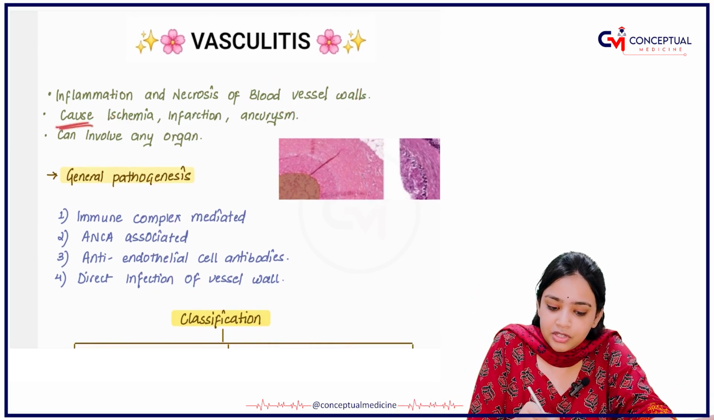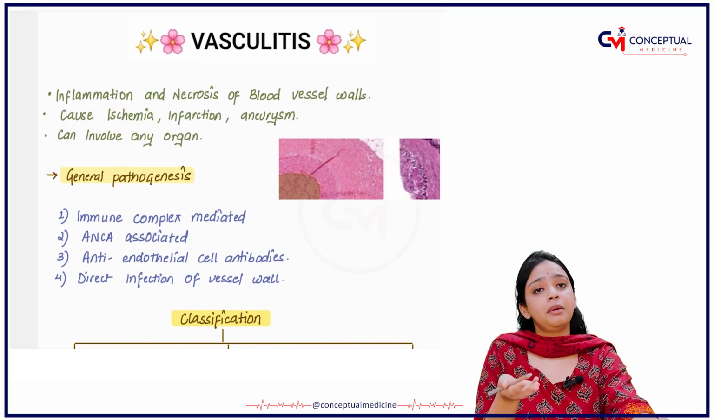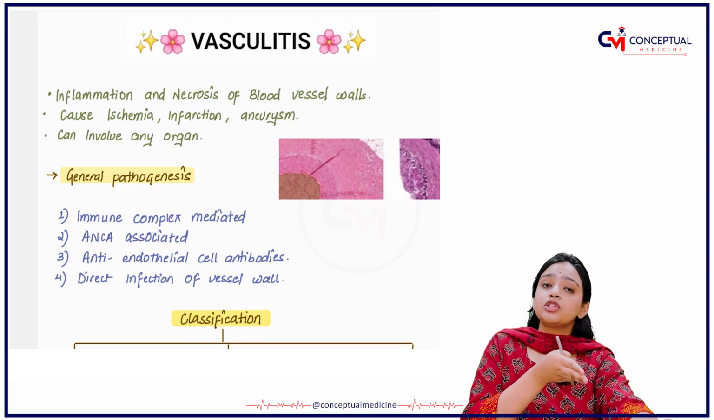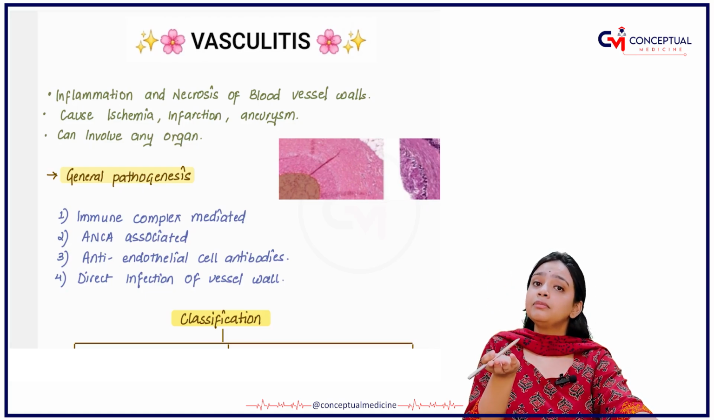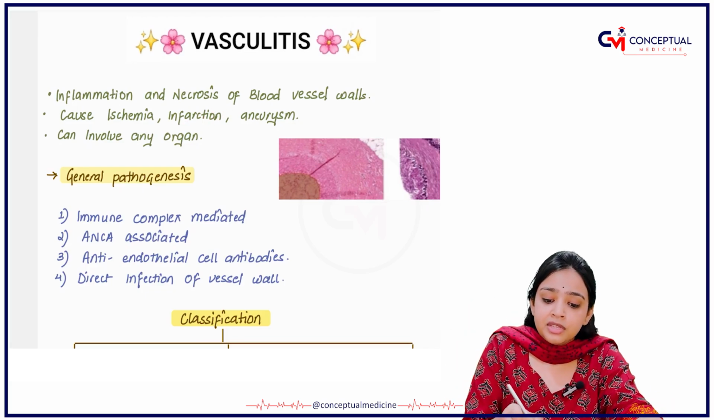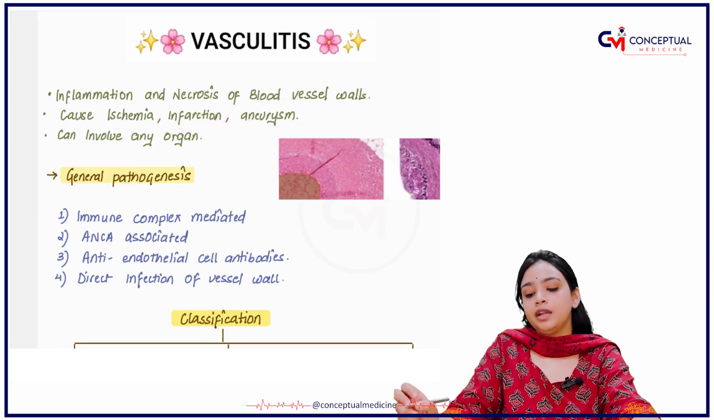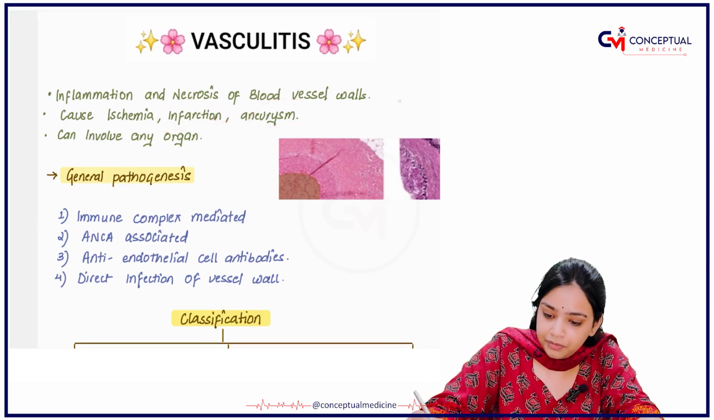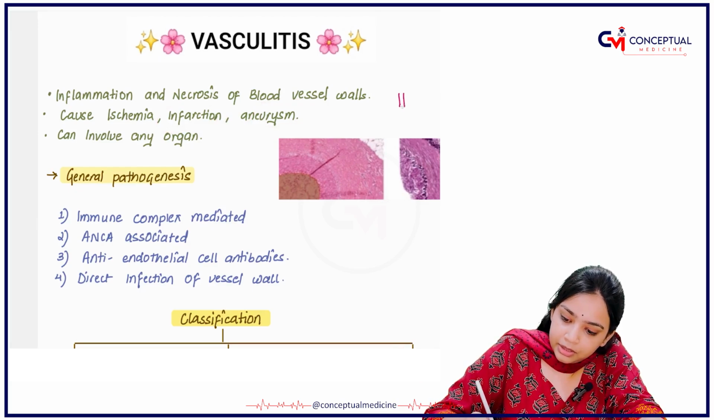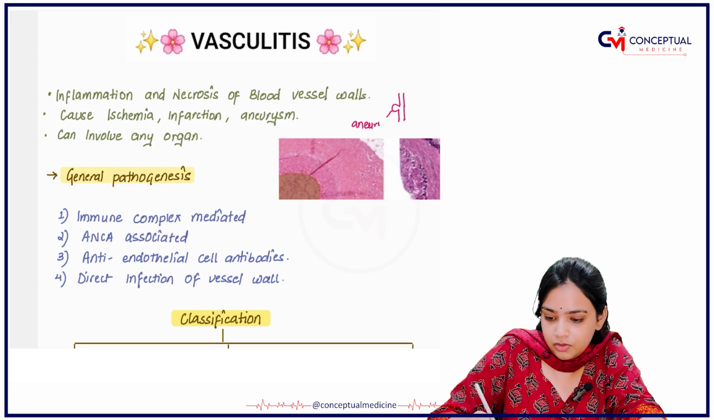Next, what are the causes? In the causes, the first one is ischemia. What is ischemia? Ischemia means the loss of blood supply. If there is a loss of blood supply, the blood vessels are anyway getting necrosed. Second one is infarction, and the third one is the aneurysm. Aneurysm is nothing but the bulging of blood vessels.